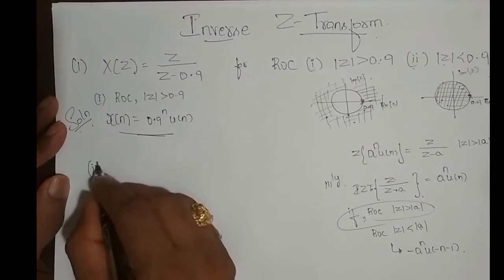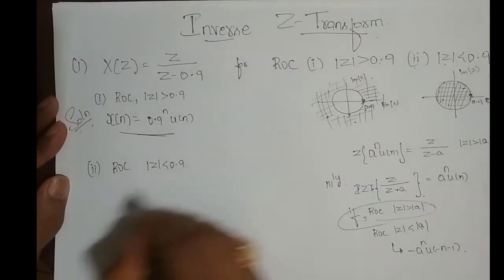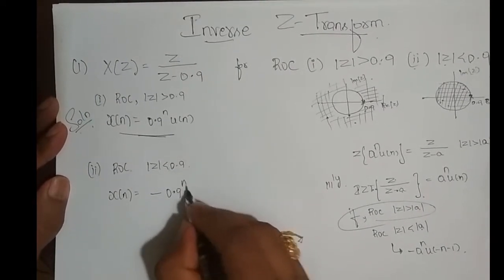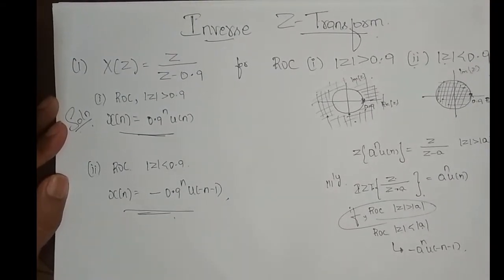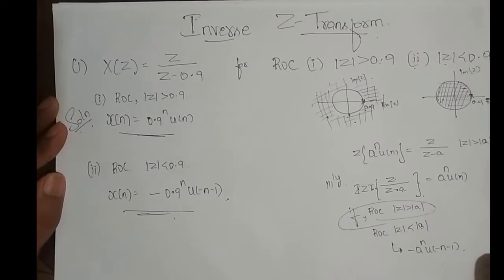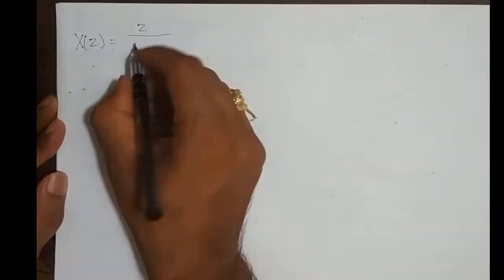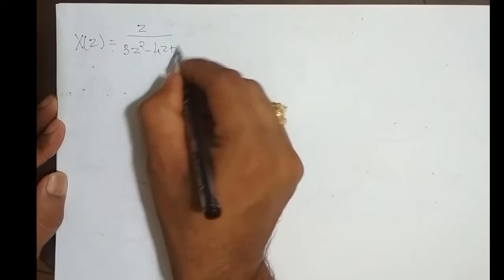In the second case, the ROC is magnitude of z less than 0.9. In that case, what is the inverse Z transform? It is minus 0.9 power n u of minus n minus 1. So this is the inverse Z transform for the ROC less than 0.9. The previous problem was just one infinite length sequence. Now we will see the next problem: x of z is equal to z divided by 3z square minus 4z plus 1.